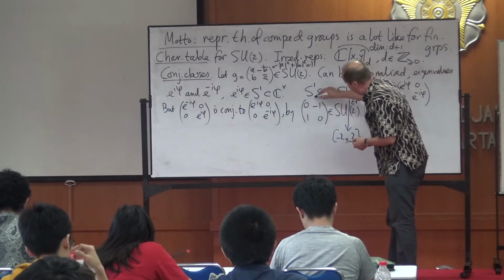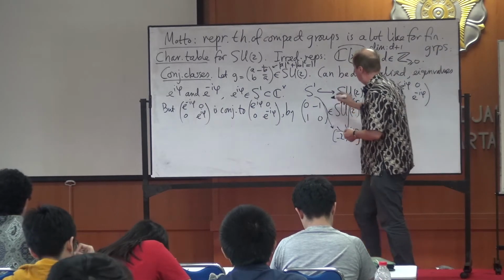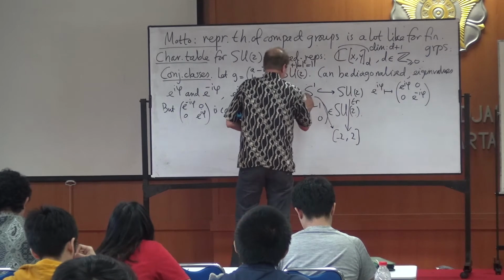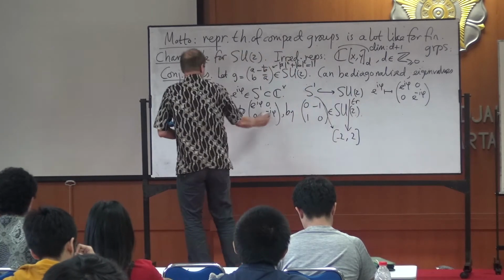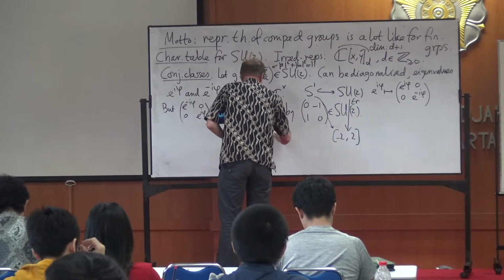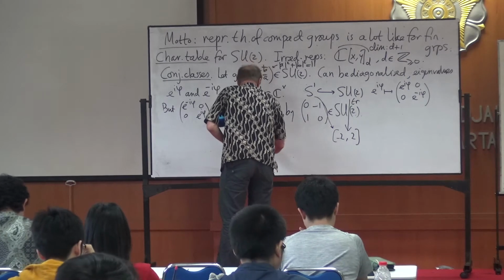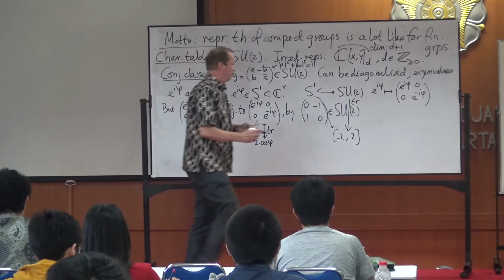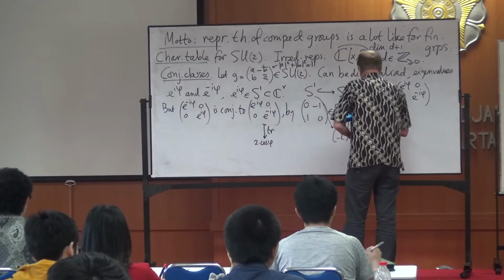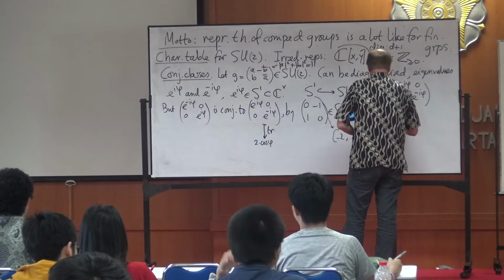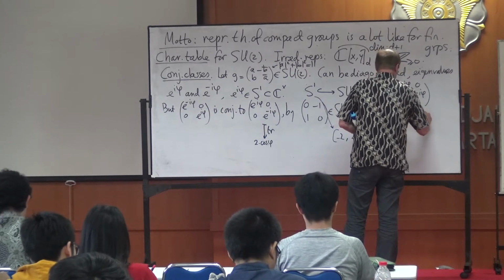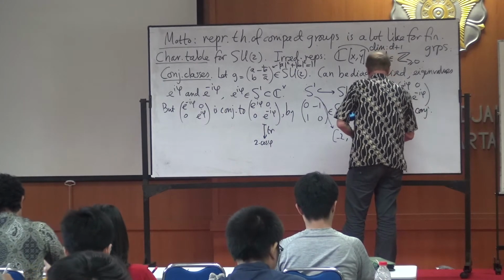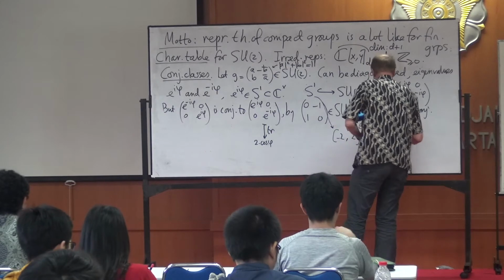And on this circle, what does that map do? It sends the trace of this thing, this is 2 times the cosine of phi, right? So this is the set of conjugacy classes. Okay?